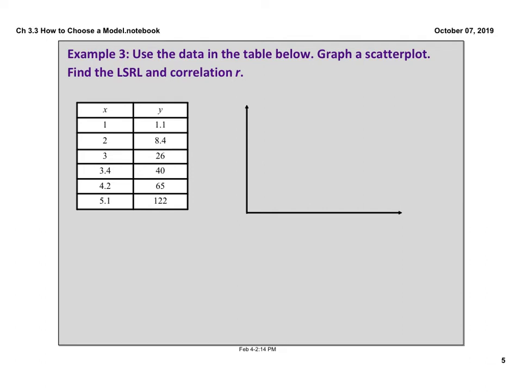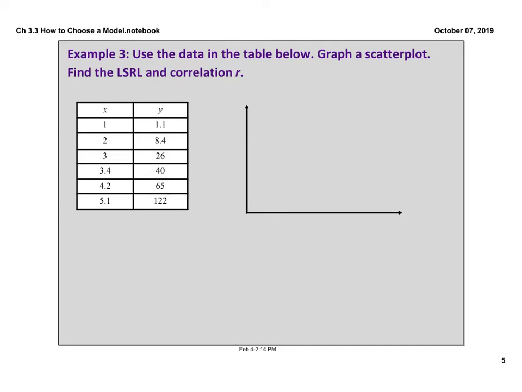So I'm going to go into my stat editor. I have values in the first 4 lists because we transformed our data just yesterday for L1 and L2, and we did the logarithm of x and logarithm of y. So I'm going to clear all my lists out, and I'm going to go back to L1 and put in those x values. So 1, 2, 3, 3.4, 4.2, 5.1, right? There's my x. Then go over to L2 and put in your y. 1.1, 8.4, 26, 40, 65, and 122.